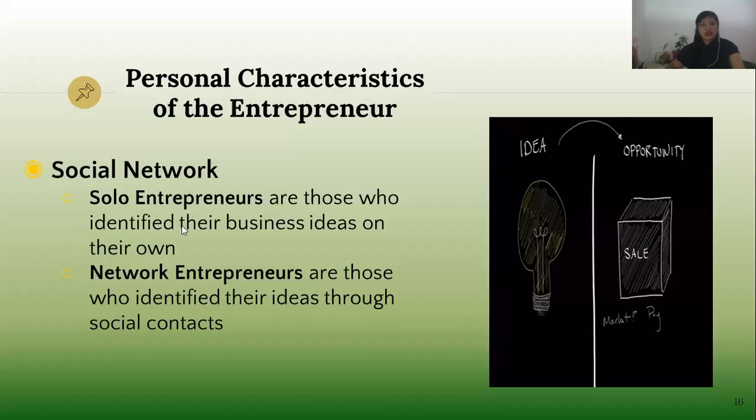Next is social network. We have solo entrepreneurs and we have network entrepreneurs. Solo entrepreneurs are those who identify their business ideas on their own. Network entrepreneurs are those who identify their ideas through social contact. So we need to create social networks. This is very important. If you have lots of connections to people, you have the opportunity to introduce your products or to get them informed about your ideas, and those actions will be a source of opportunity for you to build your business, to gain profit out of knowing many people in different areas and building social networks. Okay.